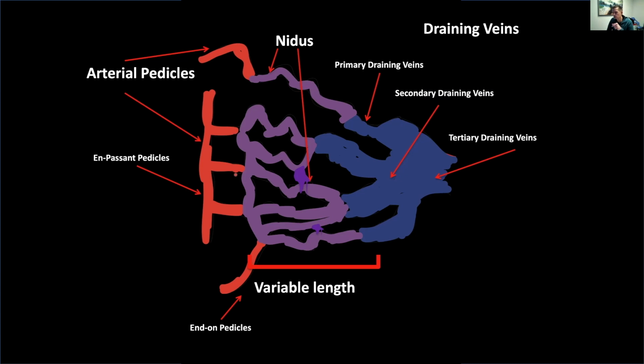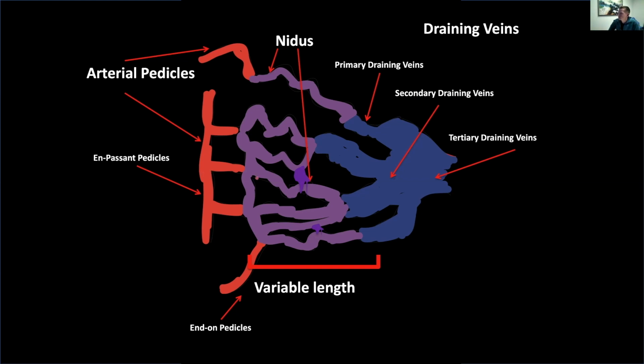The real challenge with AVMs comes when you have these en passant pedicles. The idea here is that you've got a vessel that's going by and giving out feeders to the AVM, but then it continues on to normal tissue. So that's the kind of vessel where if you just take the big trunk, you're going to give them a stroke that's going to have consequence and not just cure the AVM, right? So those are the two main kinds of pedicles we have.